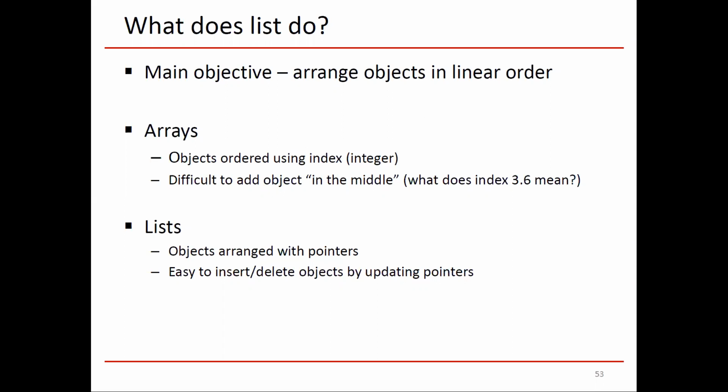And in an array, we're ordering objects using an index, which is an integer. If we have an array and we want to put something in the middle, it's difficult to add an object in the middle because, let's say you have two indices, 3 and 4, what does it mean to put an object into index 3.6? In an array, we don't have a non-integer index. In a list, on the other hand, we can arrange objects with pointers. The pointers can be just one direction, moving forward, or they could be bidirectional or even more complicated. And it's easy to insert or delete objects by updating the pointers.